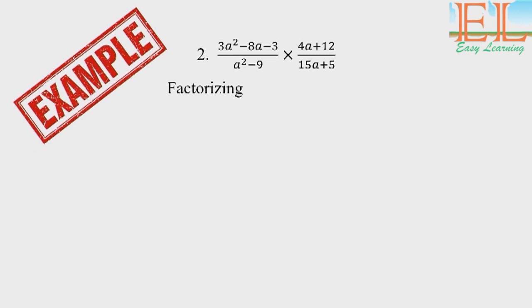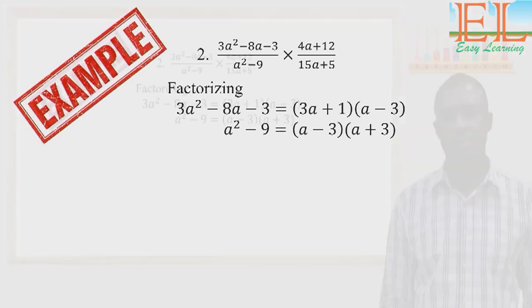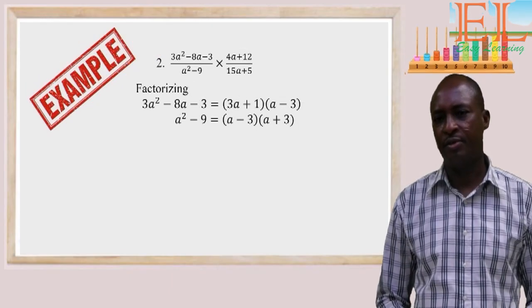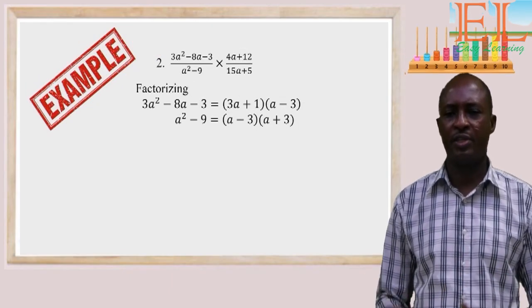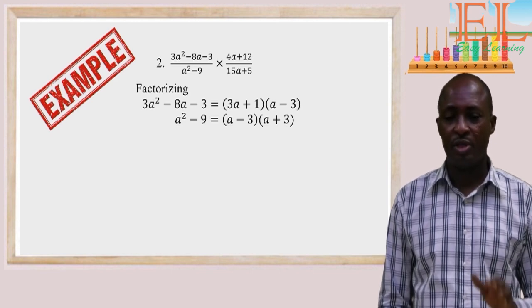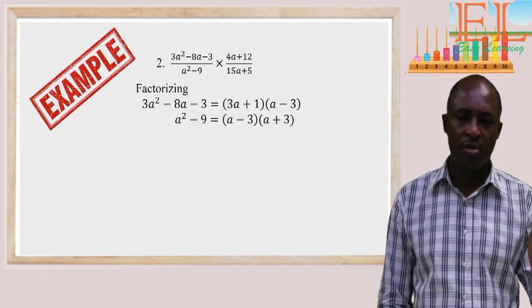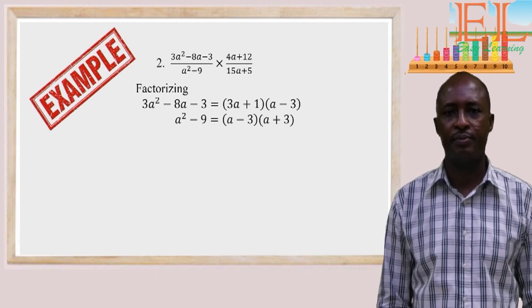We take the first one, 3a squared minus 8a minus 3. This one we factorize. We're going to have (3a plus 1) times (a minus 3). I don't have to show you how to go about factorizing this, but this is what we did in one of our previous lessons.